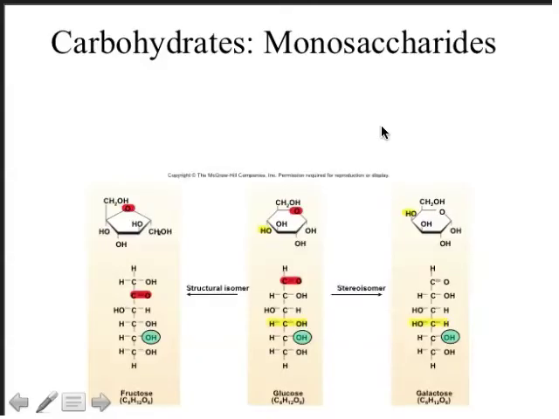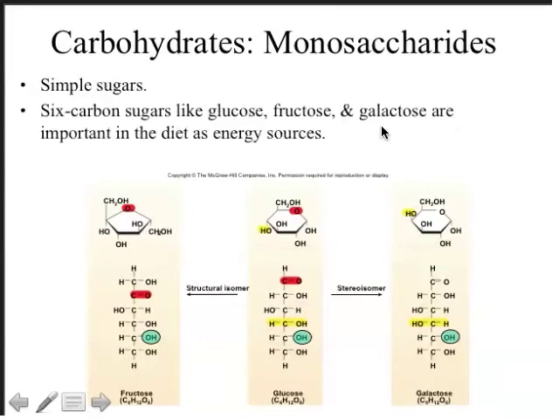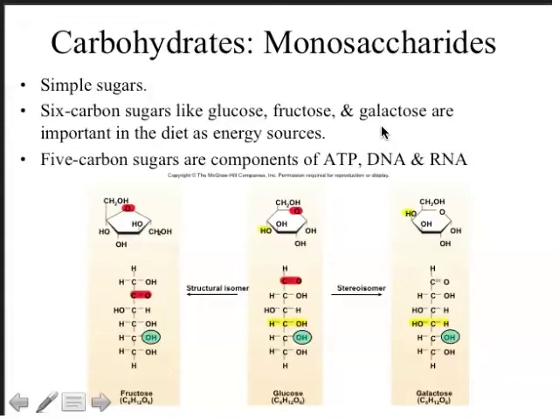Let's talk a little bit more about carbohydrates. Simple sugars can either be 6-carbon sugars like glucose, fructose, or galactose, which are important in the diet as energy sources. And there are also 5-carbon sugars, which are vital components of the nucleotides, as well as DNA and RNA. The 5-carbon sugars are called pentose sugars. The 6-carbon sugars are called hexose sugars.